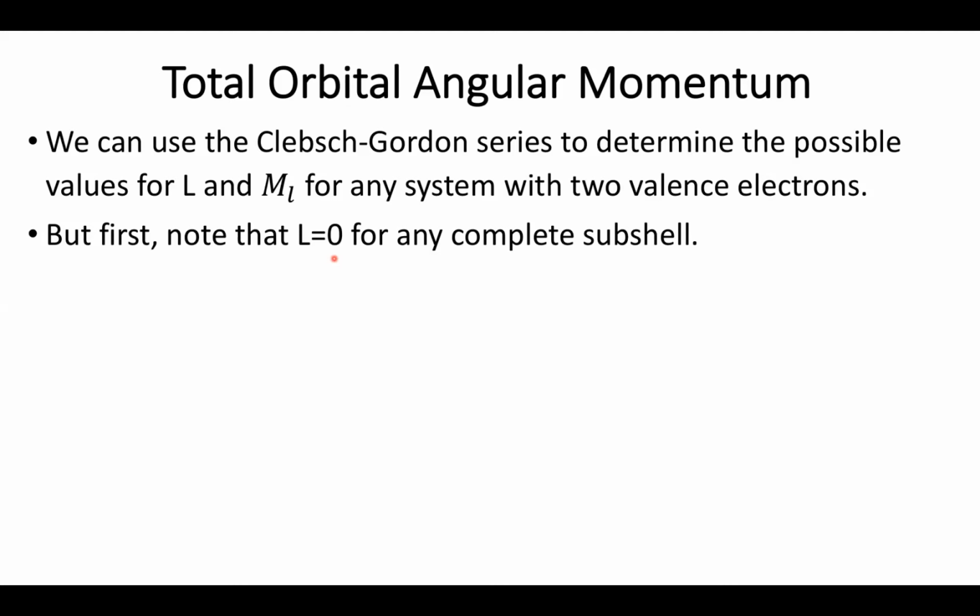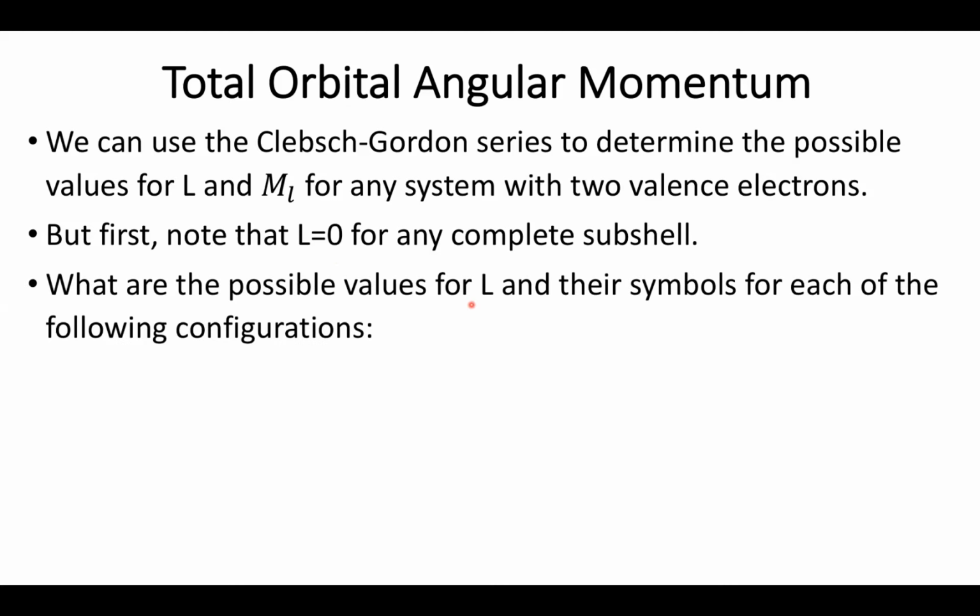So let's go ahead and examine the possible total orbital angular momentums and their corresponding symbols for each of the following configurations. And if you're following the video along, feel free to pause after I introduce a new problem so that you can try and solve it on your own. So let's start with a relatively simple case. I have one electron in an s orbital and one electron in a p orbital.